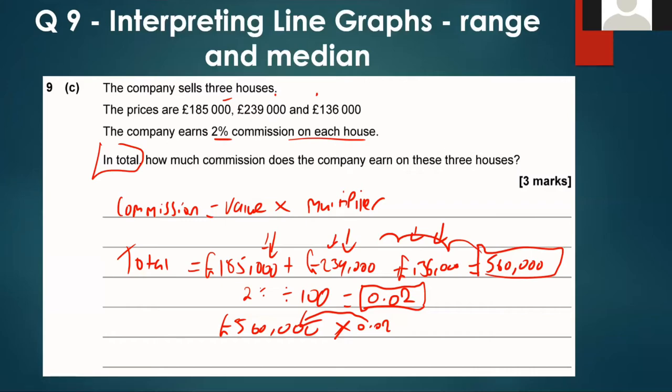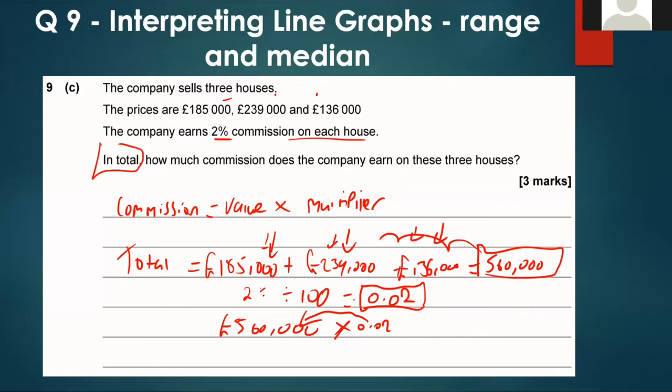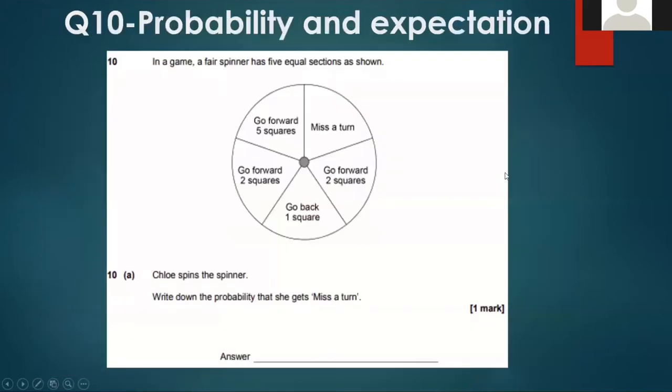Now, 560,000 times 0.02 gives me an answer of 11,200. So 11,200 is the total commission the company has on these houses. Just remember that it's the total, so you can do the total houses times the multiplier, which you can work out by doing that. Okay, so I hope that makes sense. I'm now going to hand back over to Abdallah for question number 10.